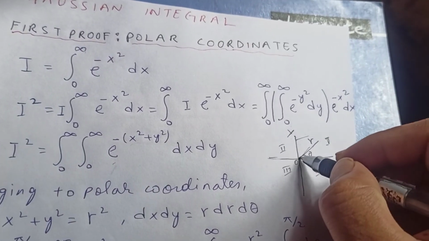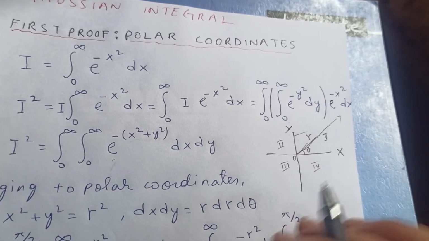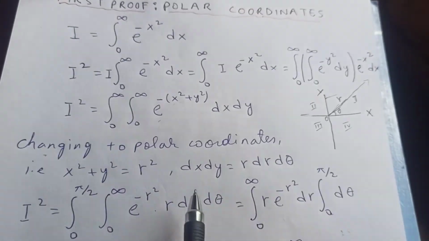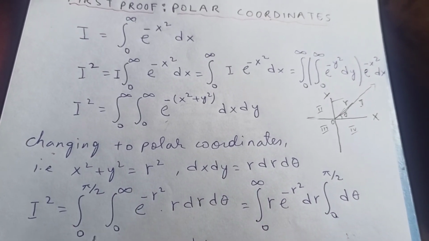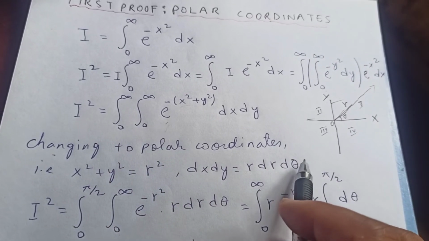So this r I can extend up to infinite times like this. That's why the upper bound and lower bound will not change here. Now let's see theta. Let's say this is for theta, the angle theta.